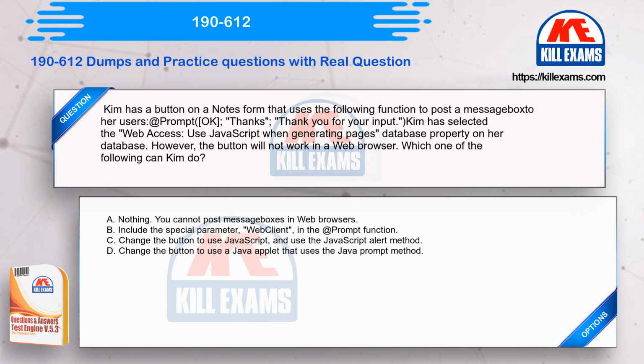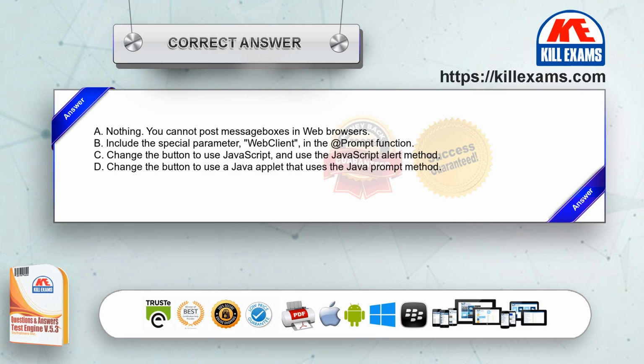Option A. Nothing. You cannot post message boxes in web browsers. Option B. Include the special parameter, WebClient, in the @Prompt function. Option C. Change the button to use JavaScript, and use the JavaScript alert method. Option D. Change the button to use a Java applet that uses the Java prompt method. The correct answer is option C.